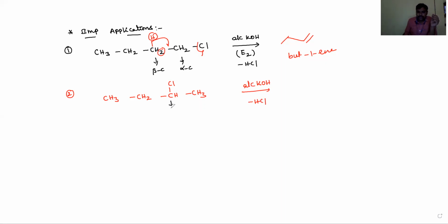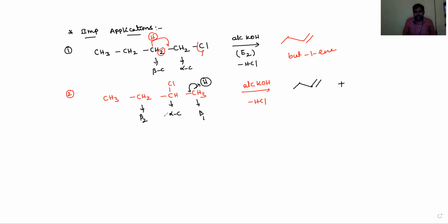Now this is the alpha carbon, dear students. It has two types of adjacent carbons, two types of beta carbons. This is beta1 and this is beta2. Two different carbon atoms are present. If you remove the beta1 carbon hydrogen atom, then we'll get but-1-ene.